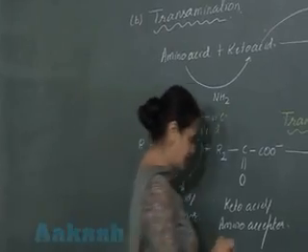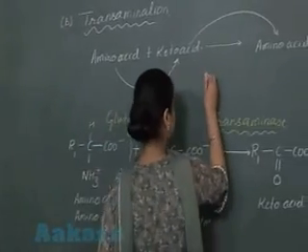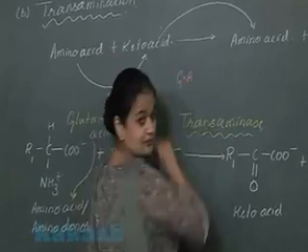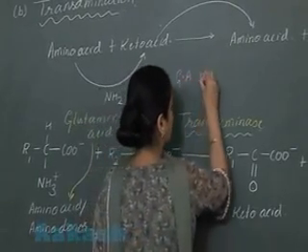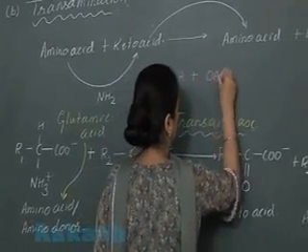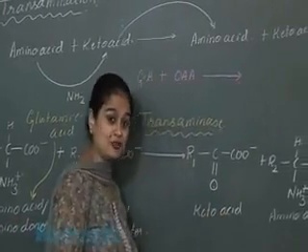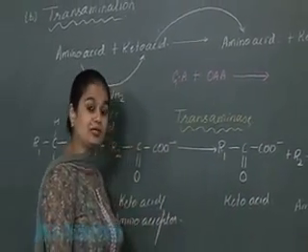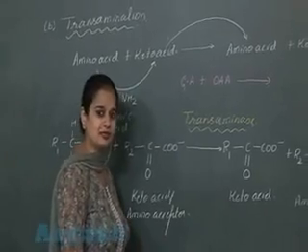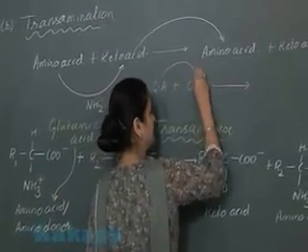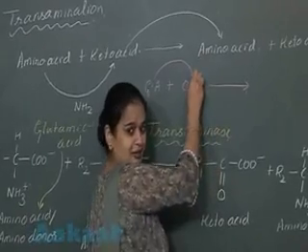Now here I can ask one question. If you have glutamic acid, right, and it reacts with the oxaloacetic acid, and the transamination reaction will proceed, then what are the products formed? Now glutamic acid will give the amino group to oxaloacetic acid, right?